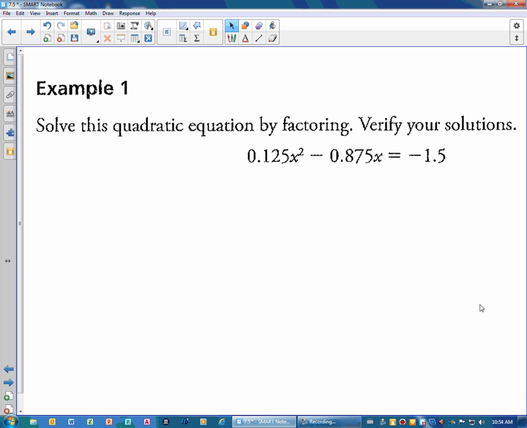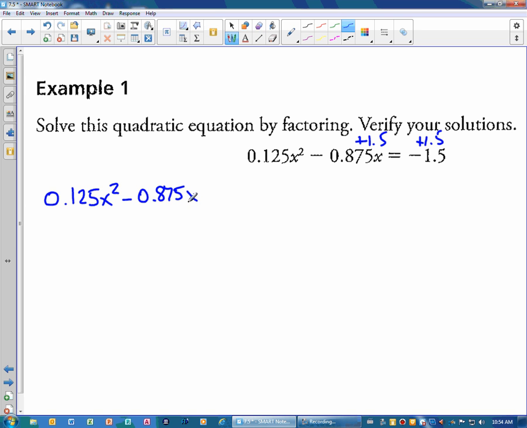Okay, so this one looks pretty complicated. It's 0.125x squared subtract 0.875x equals negative 1.5. So the first thing we're going to do is, we can't factor until everything is on one side and 0 is on the other. So we're going to bring this negative 1.5 over, and we're going to do that by adding 1.5 to both sides. So I'm going to write this over here just so I can have room. So I have 0.125x squared minus 0.875x plus 1.5 equals 0.